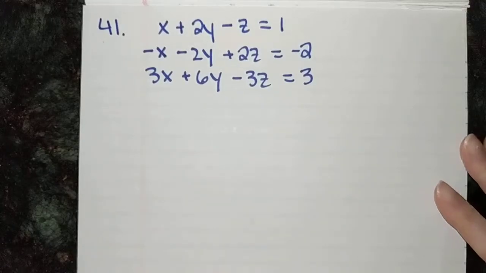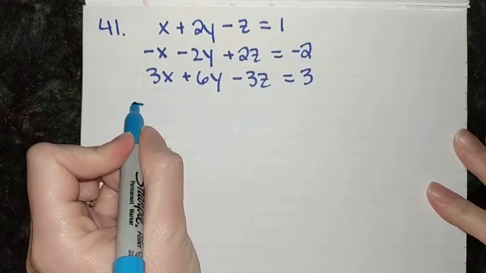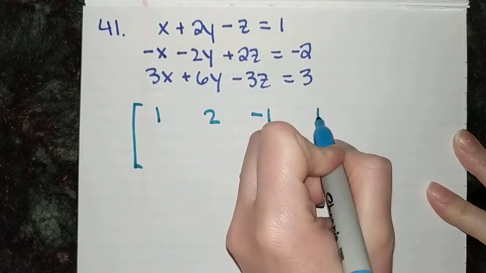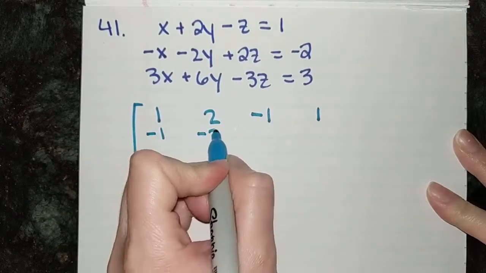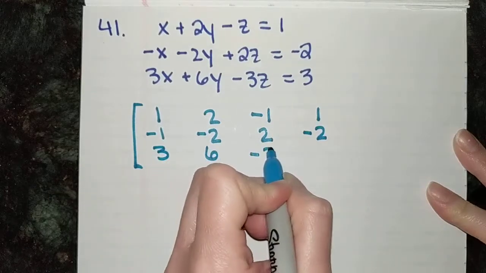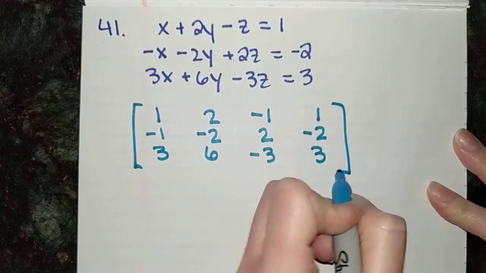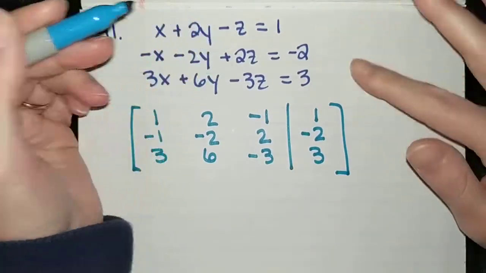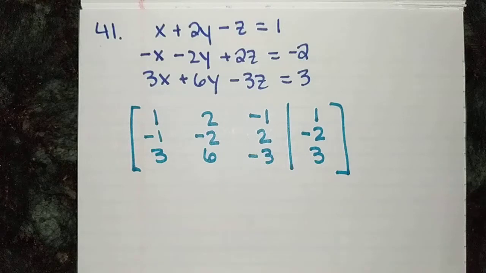First thing we'll do is we will convert this into an augmented matrix. So this will become 1, 2, negative 1, 1, and then negative 1, negative 2, 2, negative 2, 3, 6, negative 3, 3. And again, for the augmented matrix, you want to make sure your x's, your y's, your z's, and your numbers are lined up, and they are, so everything's good.